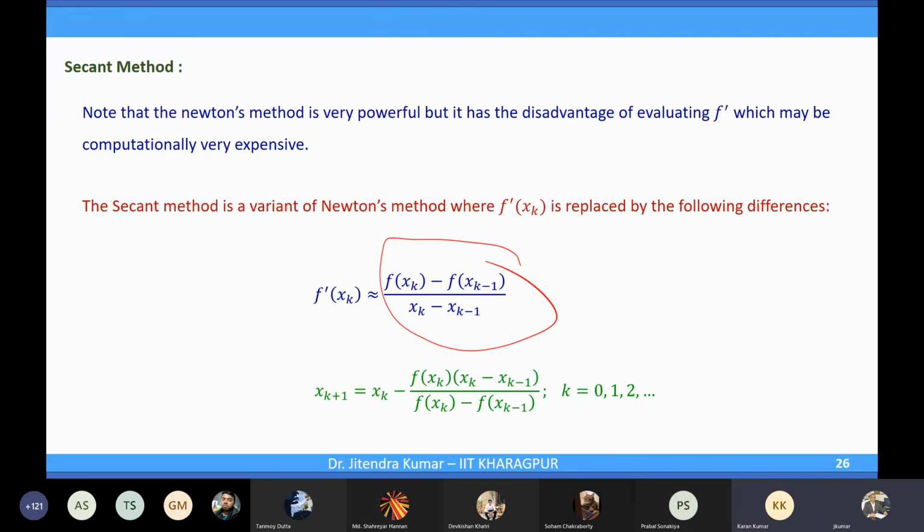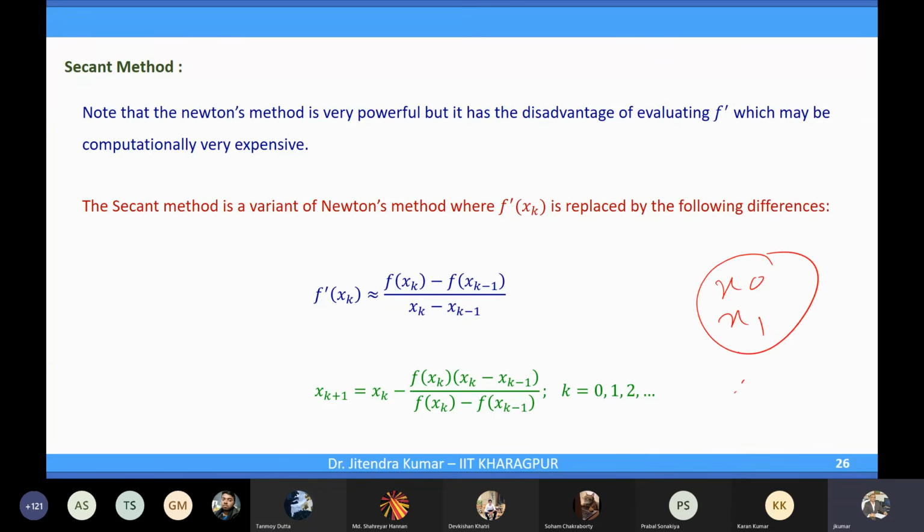Sir, here k should start from 1 now. Yes, k will start from 1. So you will get the first approximation x2, not x1. Fine? So it means we have to take two initial guesses here. Yes, you have to take two initial guesses.